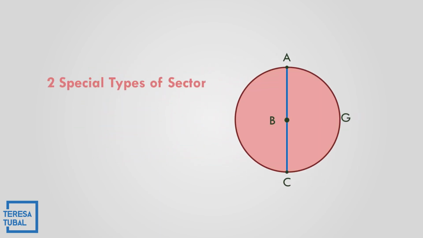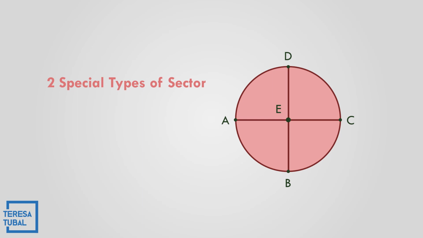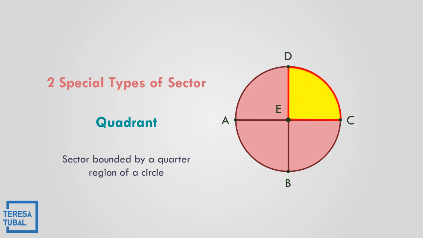So there are two special types of sector. First is a semicircle region. So a sector bounded by the diameter. So that is angle ABC. Second is a quadrant. A sector bounded by a quarter region of a circle. So this is angle DEC.